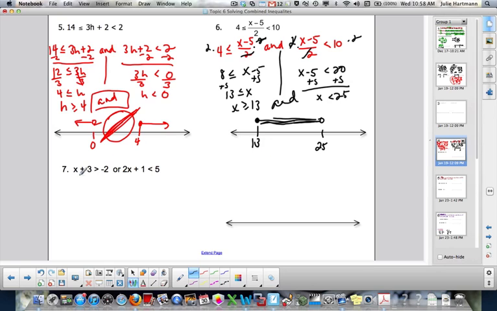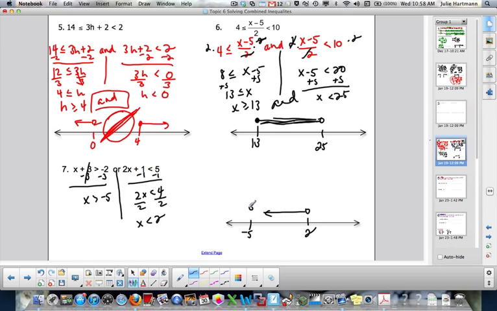And finally, number 7, so just solve them both separately, minus the 3. I have x is greater than negative 5. And on this side, minus the 1. And divide by 2, so x is less than 2. So x less than 2 or greater than negative 5. It's an "or" statement, which means everything would be covered, all real numbers. Okay, all real numbers. And that's it.